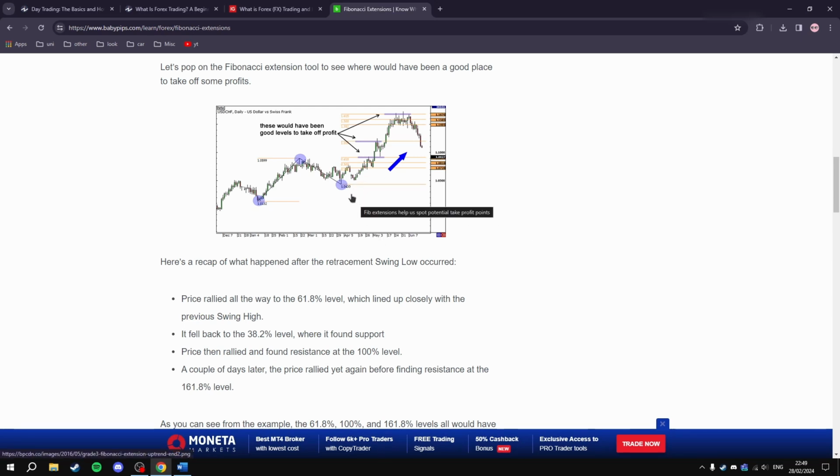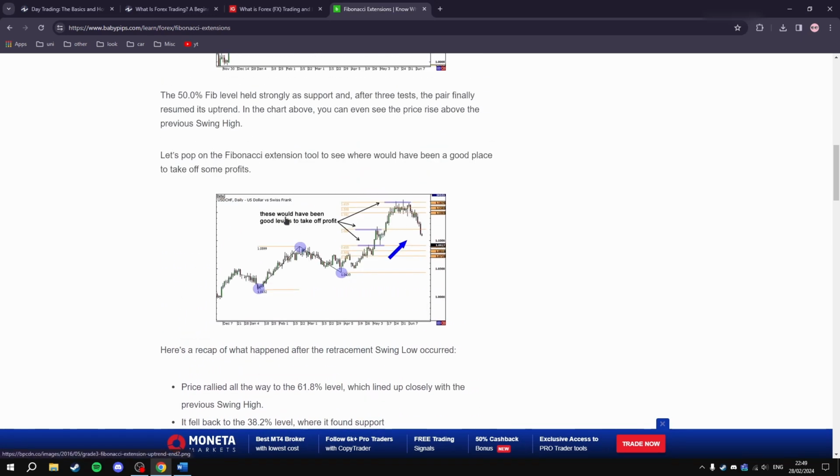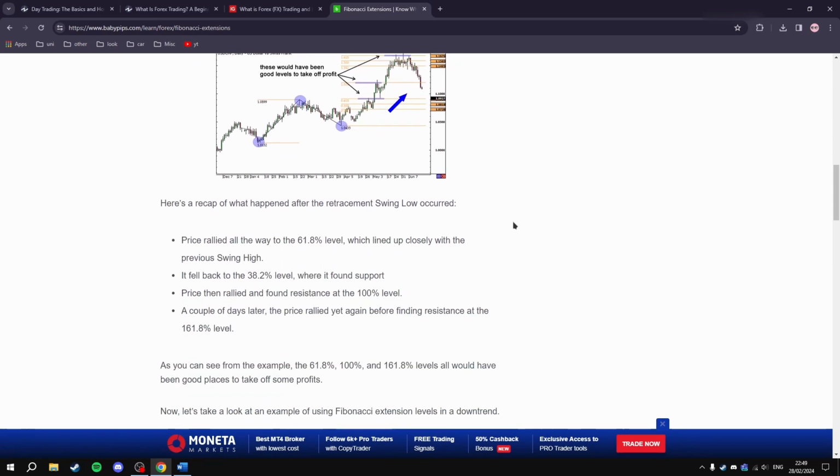Price then rallied and found resistance at the 100% level. A couple of days later, the price rallied yet again before finding resistance at the 161.8% level. These would have been good levels to take off profits. So these look like support and resistance levels as well, or just resistance levels: that's a resistance level here, a resistance level here, and another resistance level.